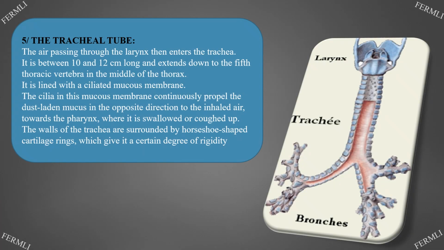4. The tracheal tube. The air passing through the larynx then enters the trachea. It is between 10 and 12 centimeters long and extends down to the fifth thoracic vertebra, in the middle of the thorax. It is lined with a ciliated mucous membrane. The cilia in this mucous membrane continuously propel the dust-laden mucus in the opposite direction to the inhaled air, towards the pharynx, where it is swallowed or coughed up. The walls of the trachea are surrounded by horseshoe-shaped cartilage rings, which give it a certain degree of rigidity.